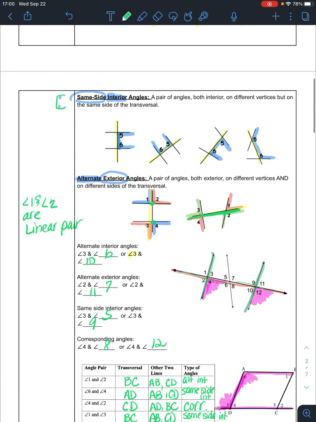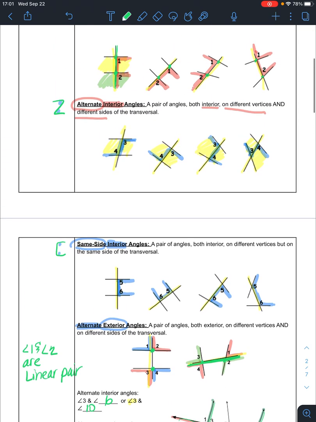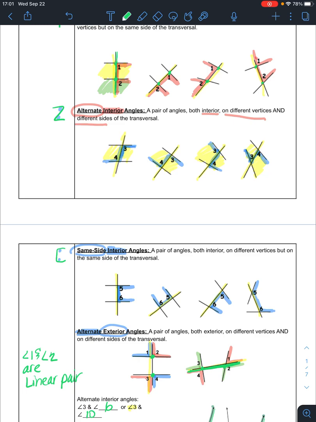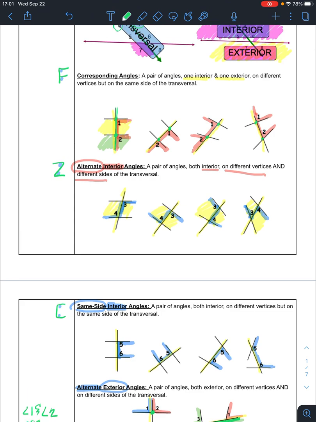Okay, so you've got your alternate exterior angles. Remember, they don't touch. They're on alternating sides of the transversal and they're exterior. You've got your same side interior. They're on the same side of the transversal and they're both interior. Where your alternate interior angles, they're on alternating sides of the transversal and they're both interior. And then your corresponding angles, they're on the same side of the transversal, but one is interior and one is exterior.